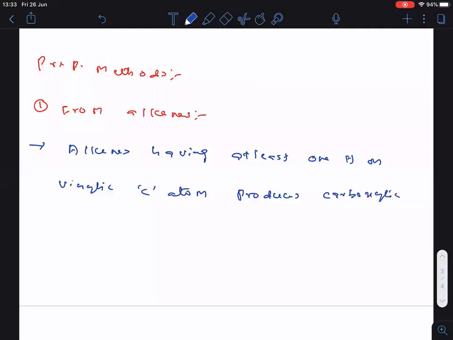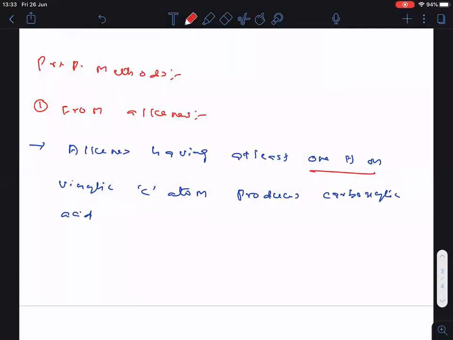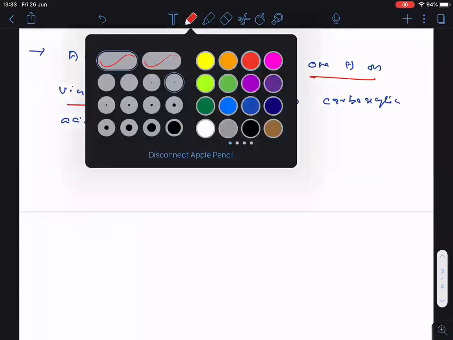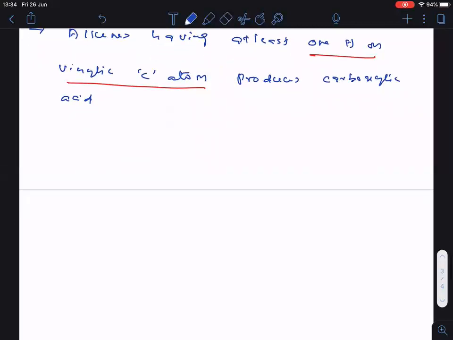What is this vinylic carbon? That I will explain now. First of all, this is one important point to be noted here. At least one hydrogen atom should be there on the vinylic carbon. Then only we will get the carboxylic acid. Completed.